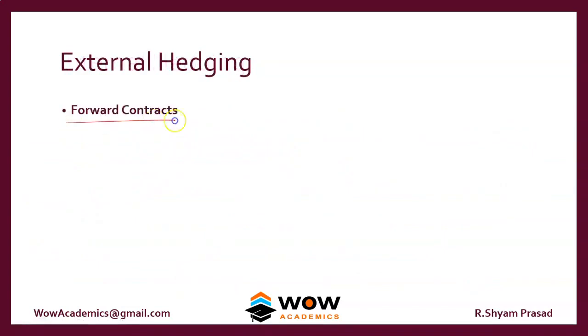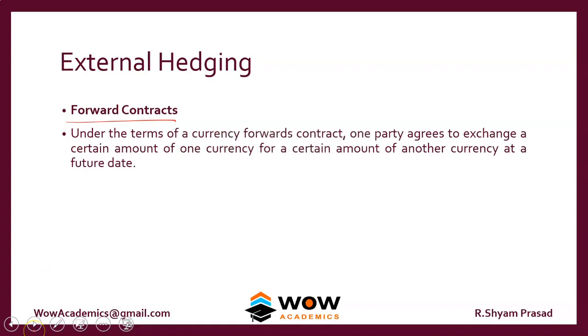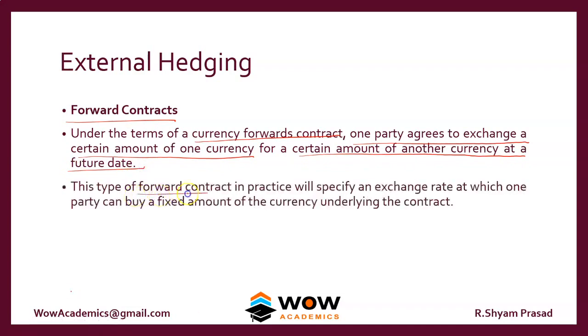So the next one is called forward contracts. Under the terms of a currency forward contract, one party agrees to exchange a certain amount of one currency for a certain amount of another currency at a future date. This type of forward contract in practice will specify an exchange rate at which one party can buy a fixed amount of currency underlying the contract. So we'll have an example like this. Assume that you are an Indian company.